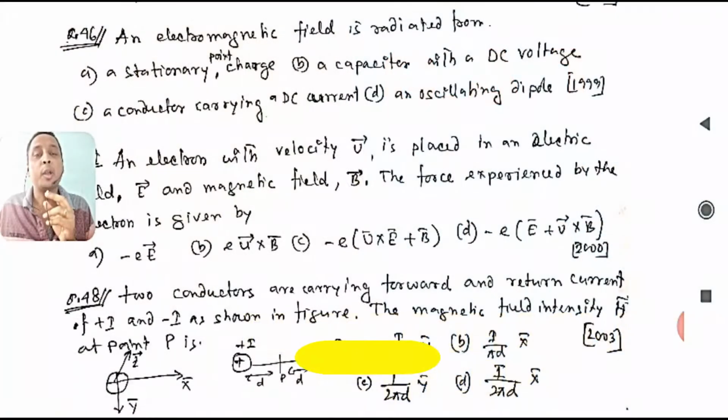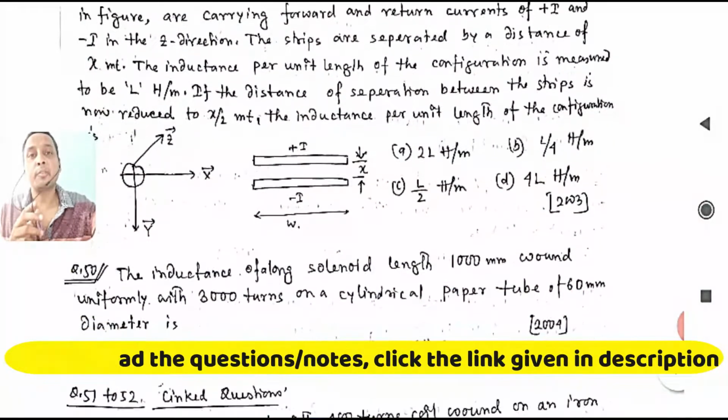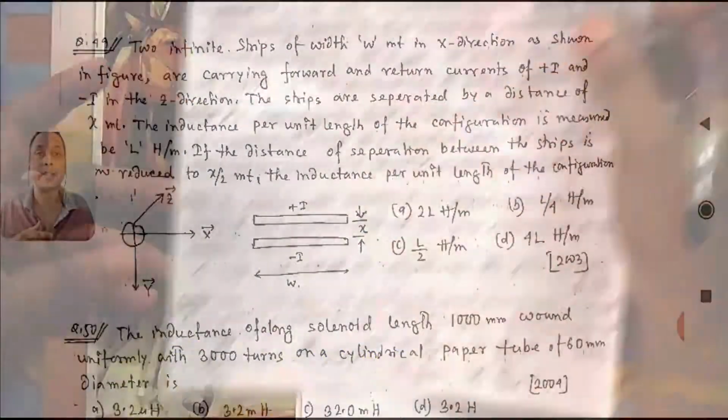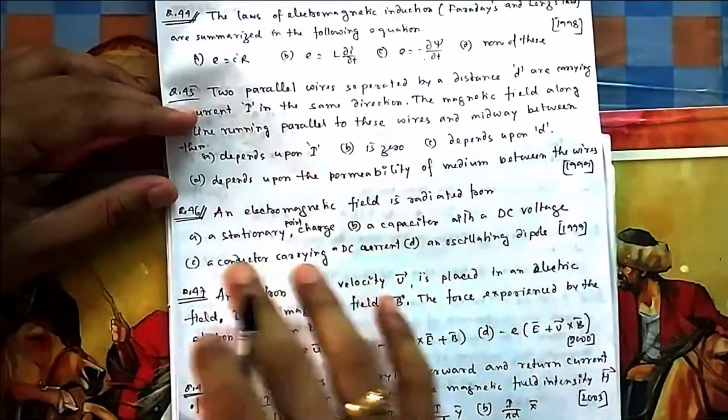Okay students, welcome you all to this new lecture in the GATE EM theory series. Today again we will be solving 5 questions, starting from question number 46 up to question number 50. Okay, then let's try to solve these questions. Okay students, if you come to question number 46, an electromagnetic field is radiated from.